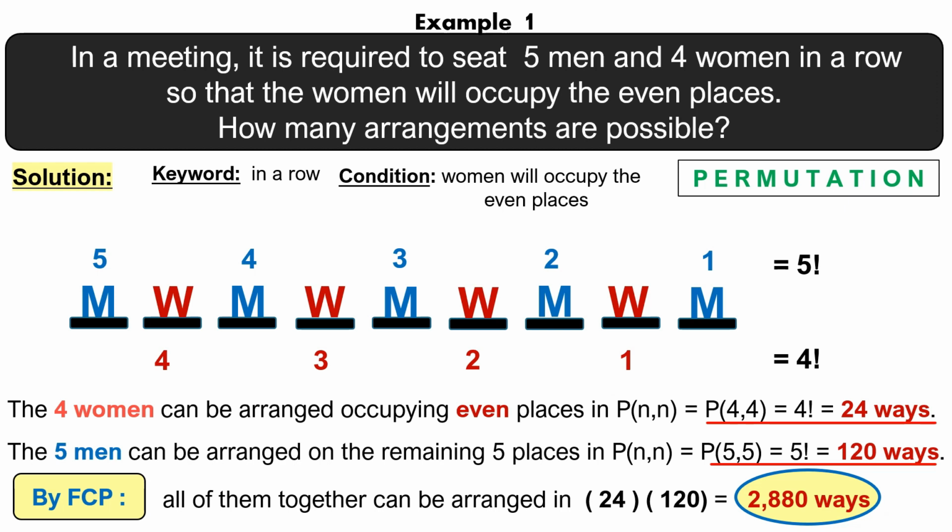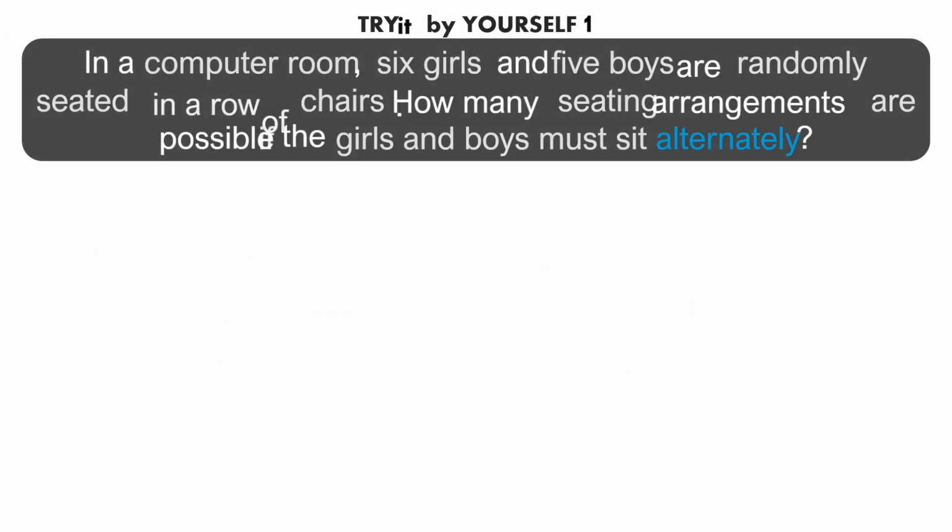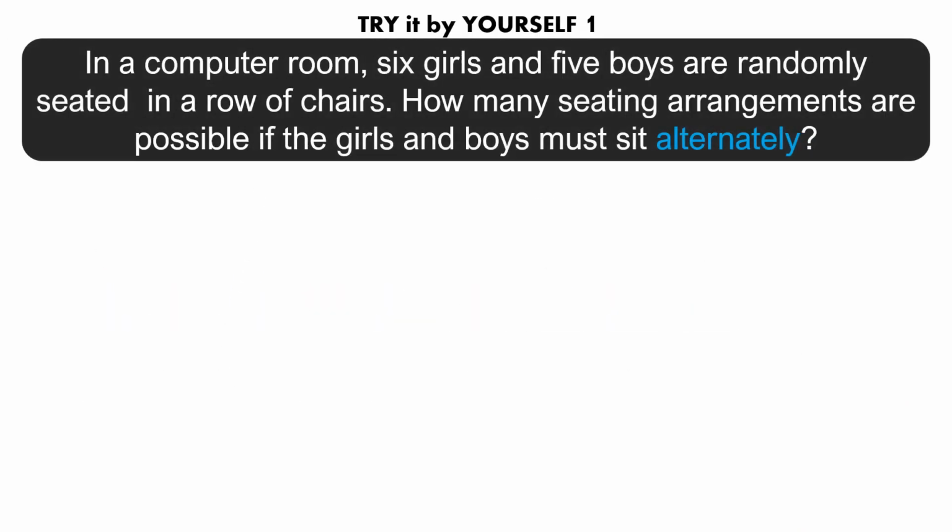Now, let us try it by yourself. Let us check if you can answer the next permutation problem similar to this problem situation. In a computer room, 6 girls and 5 boys are randomly seated in a row of chairs. So how many seating arrangements are possible if the girls and boys must sit alternately? And these are the following choices.